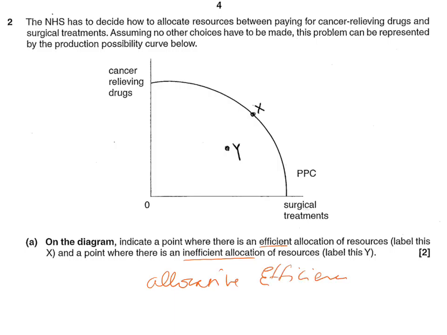On the graph itself, any point on the line is an allocative efficient point. Scarce resources are being used to maximise production and satisfaction. Any point within the PPF is a market failure or a loss of allocative efficiency. So both of those 2 points are correct. 2 out of 2 for that answer.